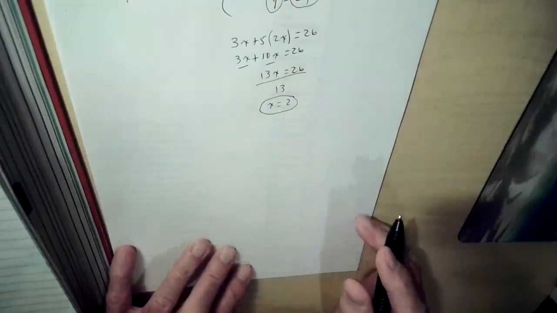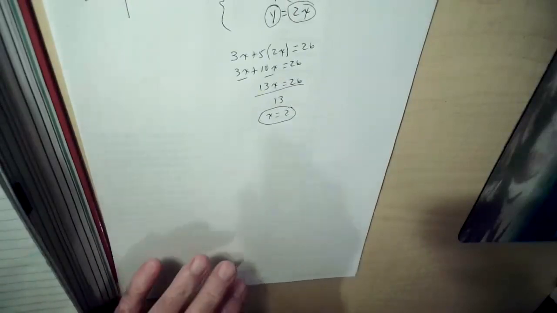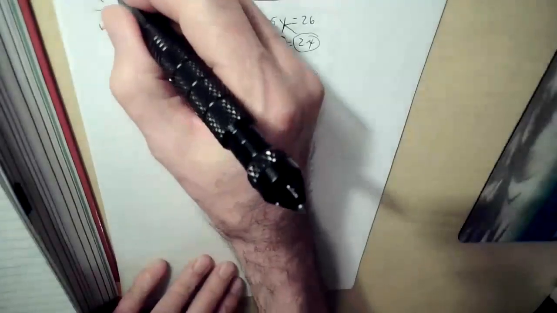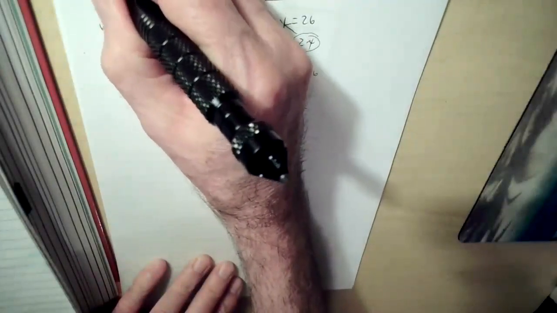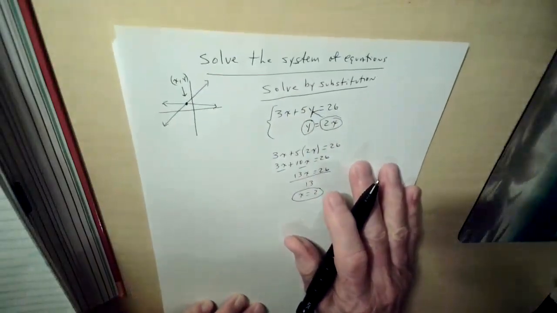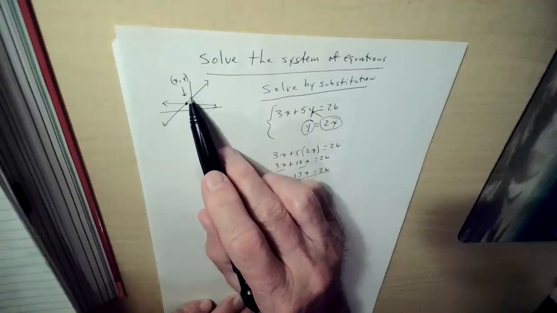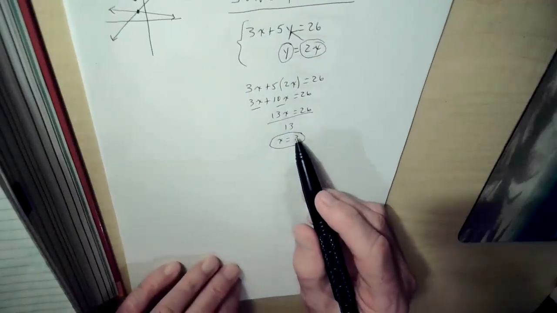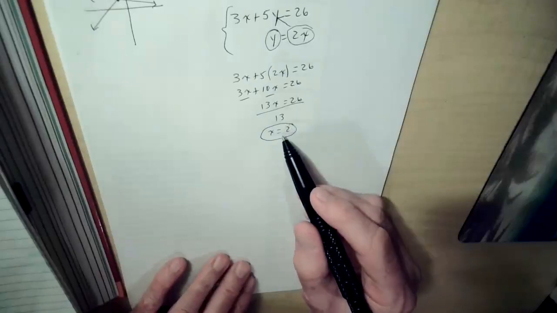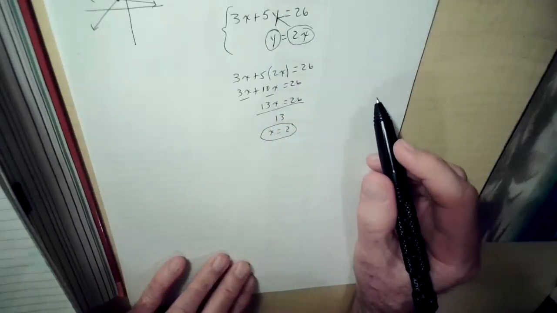Divide by 13. Well, yeah. Then x equals 2. Is our answer? No. We want to know the point, this point right here. We have to know the x and we have to know the y of this. So now we know what x is.